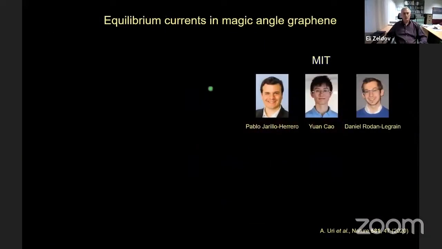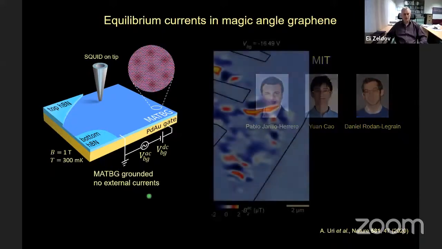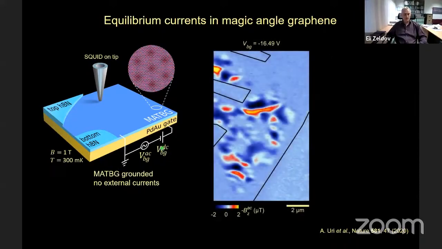So now we move to the magic angle graphene. And this was done again in very close collaboration with the MIT team of Pablo, Joan, and Daniel. Essentially we do a very similar experiment, but now on magic angle graphene. So again, we have twisted bilayer graphene encapsulated in boron nitride. We are still at about 300 millikelvin and 1 Tesla. And again, the magic angle graphene is grounded, no external currents, only equilibrium currents that we measure. And we essentially repeat this experiment.